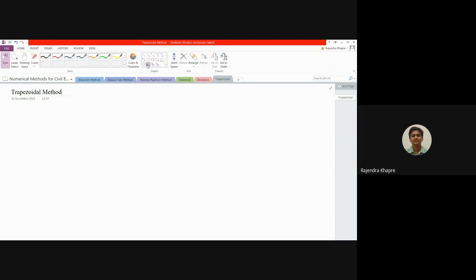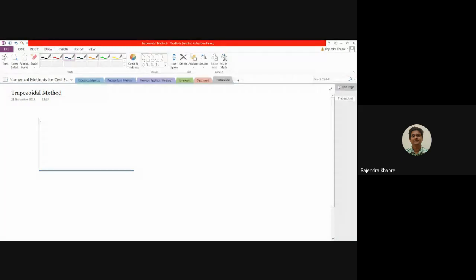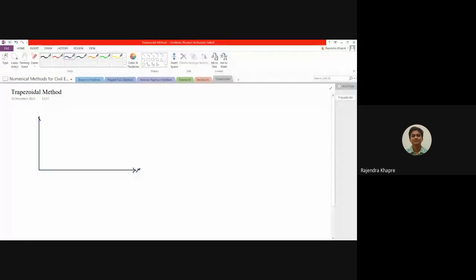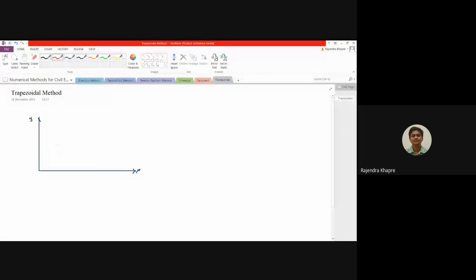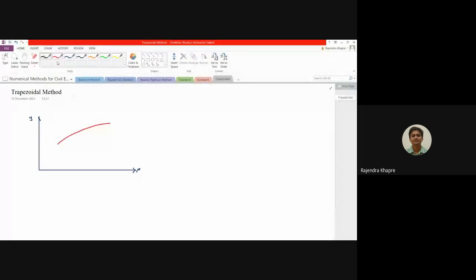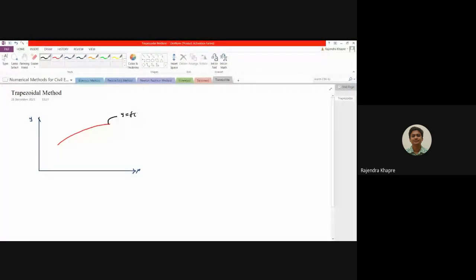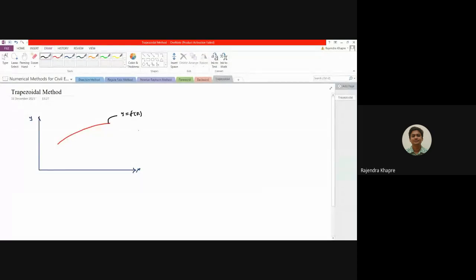Okay, so let us say we have an x-axis and y-axis over here. So this is your x and this is your y, and let us say we have a curve which is like this. Okay, and this curve is denoted as y as a function of x. Now this means what? As the value of x is increasing, the value of y is also increasing. So you can see the graph is having an increasing trend.